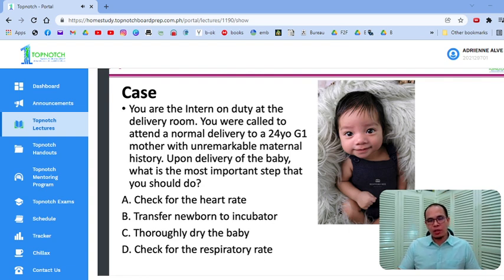Okay? So this is a very basic question, guys. Ano bang unang-unang dapat na ginagawa? And to answer this question, you have to go back and review your EINC, your Essential Intrapartum and Newborn Care. Your unang yakap. Okay? And the answer should be, it's letter C. You should thoroughly dry the baby.